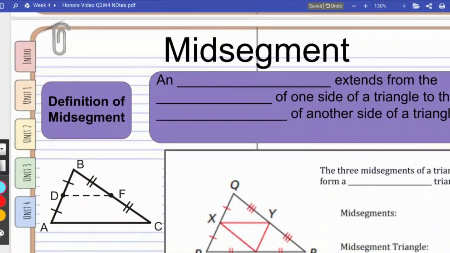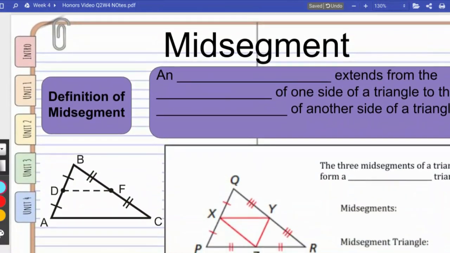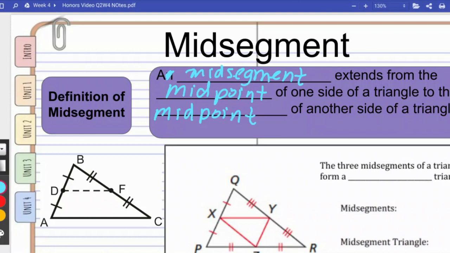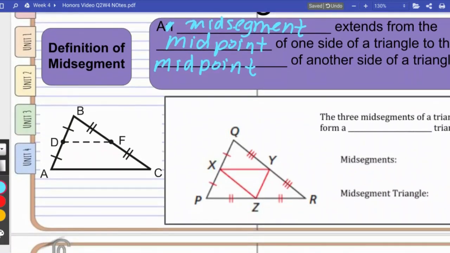Okay, so the definition of a mid-segment. A mid-segment extends from the midpoint of one side of the triangle to the midpoint of the other side of the triangle. So if I look at just this picture over here, D is a midpoint, F is a midpoint, so DF is called a mid-segment.